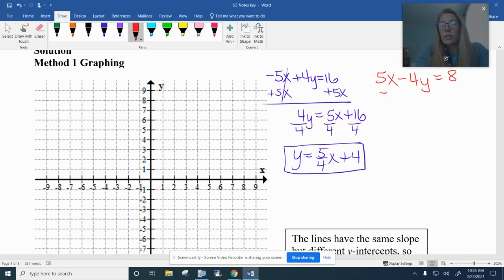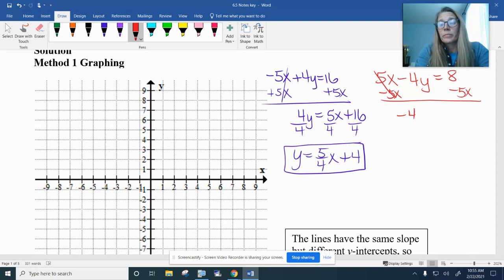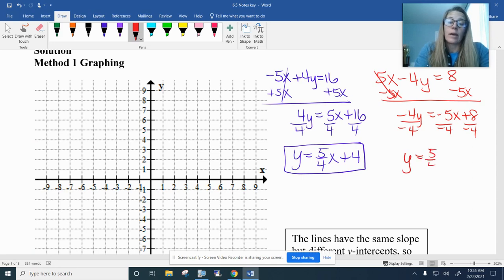Now the second equation, again, I'm going to go for my y by itself. So I'm moving that 5x over by subtracting it. That leaves me with negative 4y equals negative 5x plus 8. And then I'm dividing everything by the negative 4. So y equals positive 5 over 4 x minus 2.